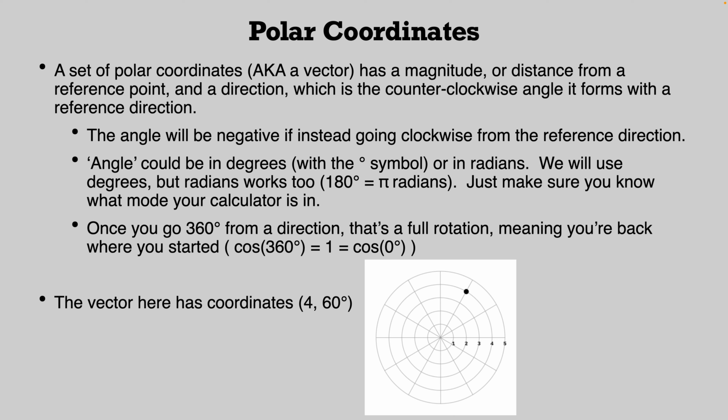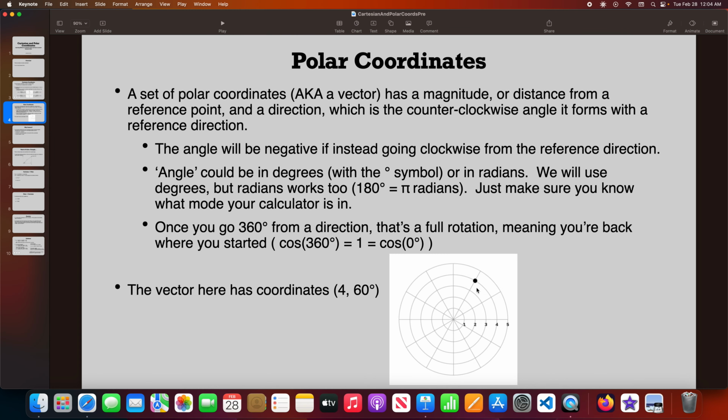So this picture here shows an example of this circle, basically. The vector here has polar coordinates 4 and then 60 degrees. So I guess it'd be easier if I show the cursor. If we go here, the magnitude is 4, so the radius from this center is 4, and the reference direction here is going to the east, where these numbers are. So it's 60 degrees up from that. So right here is where that reference direction is.